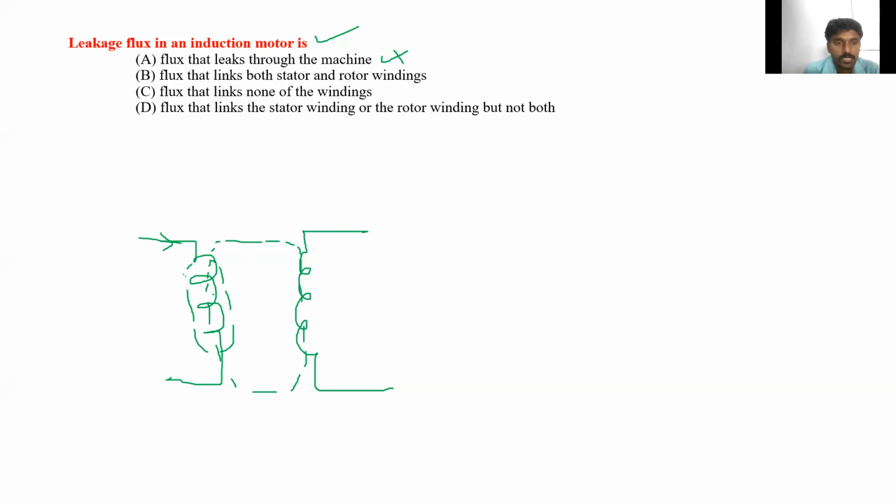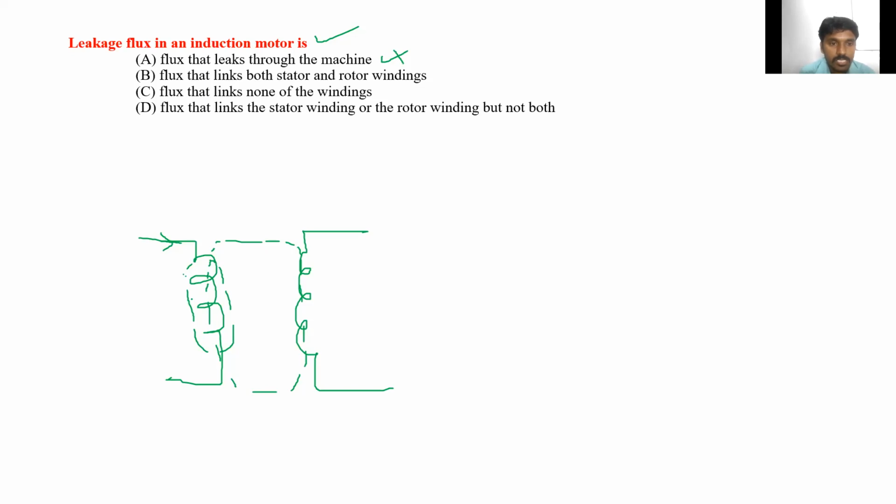इसको बोलते हैं leakage flux because it is a wastage. Okay, so whatever the flux is created by the primary winding, and this flux does not touch the secondary winding, that flux can be called as a leakage flux. It will be wasted. So as an electrical engineer, we have to try to minimize this leakage flux. Otherwise the efficiency of the transformer is going to be reduced.